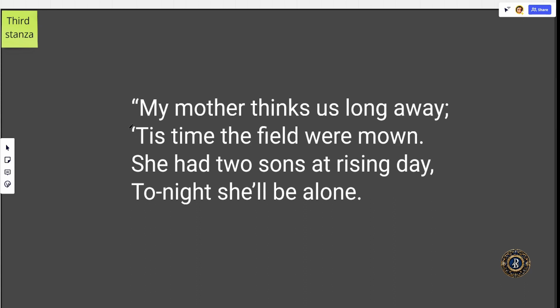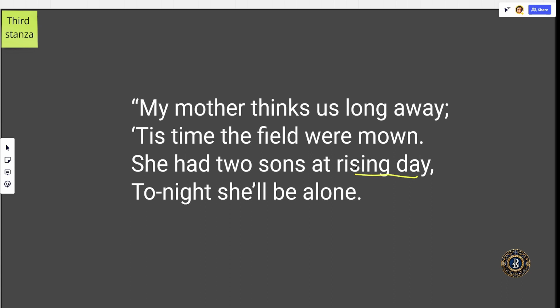This means here it is, I is missing. For the missing I, there's an apostrophe. It is time the field were mown. They had enough time to complete their task of mowing the field. She had two sons at rising day. My mother, she means here mother, had two sons at rising day.